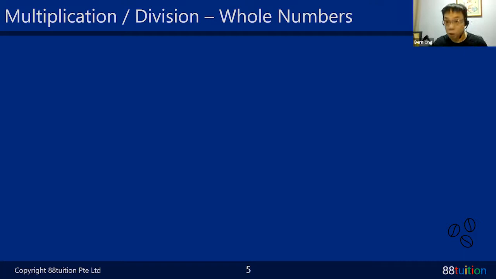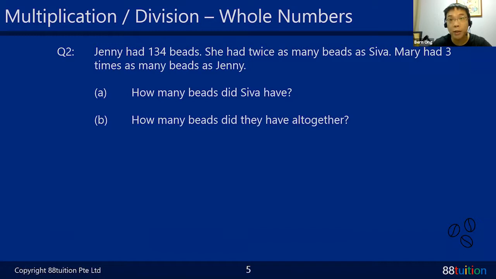So now you listen. For those who got it incorrect, let's check this question together. Jenny had 134 beads. Victoria, 603, very good. You got it. Good job, girl.